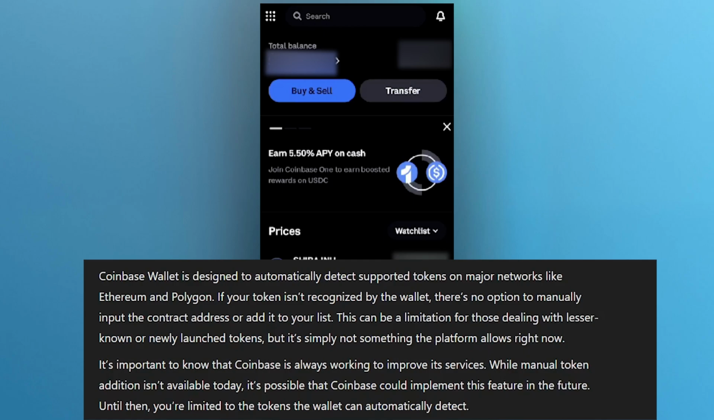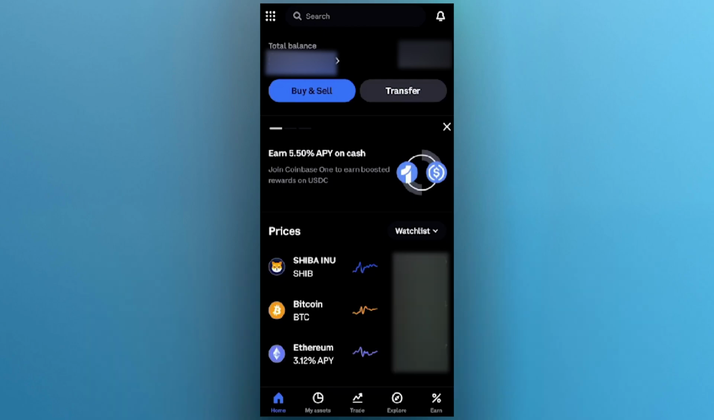It's important to know that Coinbase is always working to improve its services. While manual token addition isn't available today, it's possible that Coinbase could implement this feature in the future. Until then, you're limited to the tokens the wallet can automatically detect.